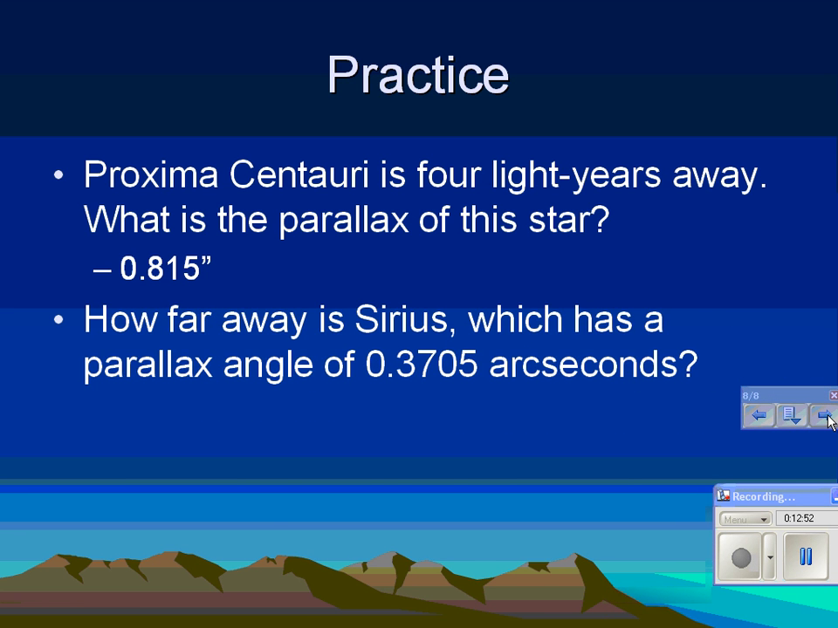All right, let's try one more. How far away is Sirius? It has a parallax angle of 0.3705 arc seconds. Sirius is one of our nearby neighbors, which is one of the reasons why it's so bright. Okay, 8.8 light years. Good. Easy math, you guys. Easy math. Excellent. Okay, let's talk about. That's it.